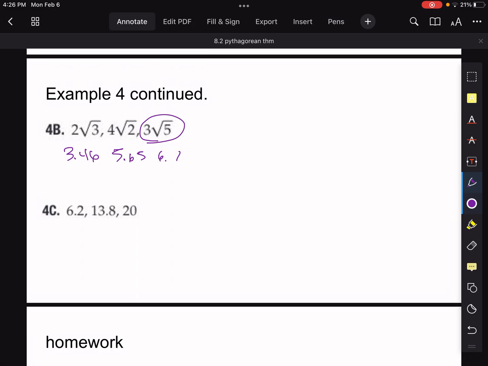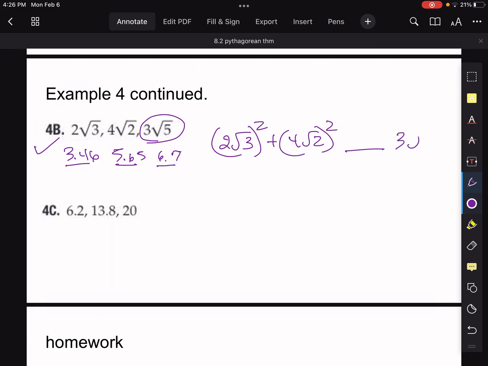And you might do your test here, is this plus this greater than this? Yes, and do that all 3 times. Turns out that this is a triangle. All right, there could be a triangle, I should say. And now let's test it. So let's do 2 root 3 squared plus 4 root 2 squared, and we're going to compare that to 3 root 5 squared.